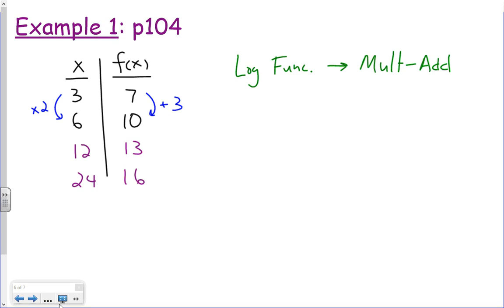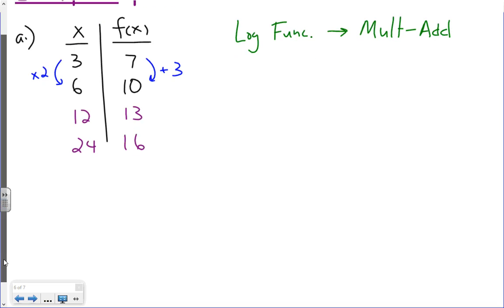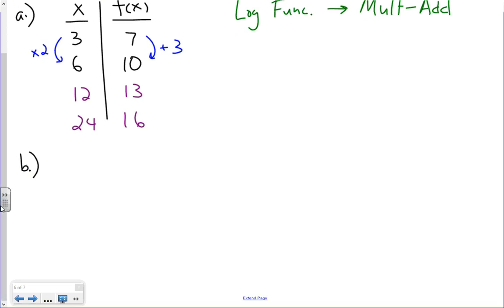All right, for part B, it says find the particular equation algebraically using natural log. Now, sometimes they're going to tell you what base to use for your logarithm, like they did here. They said use natural log. And other times they're not going to say, and you get to pick then. So for part B, we've got to use natural log.